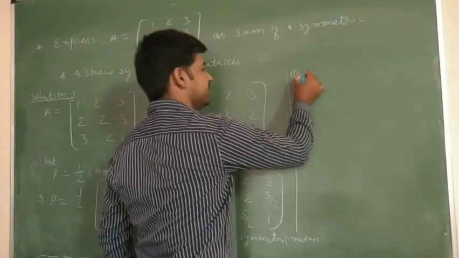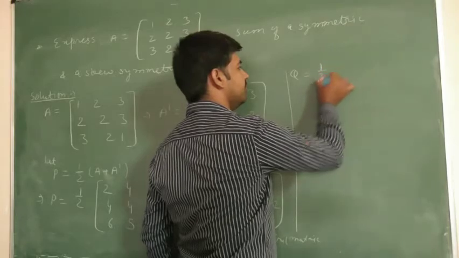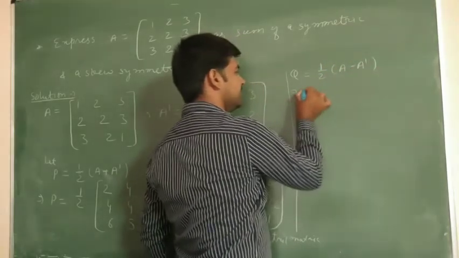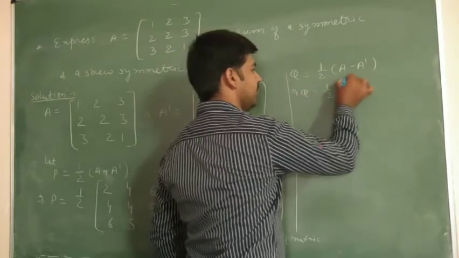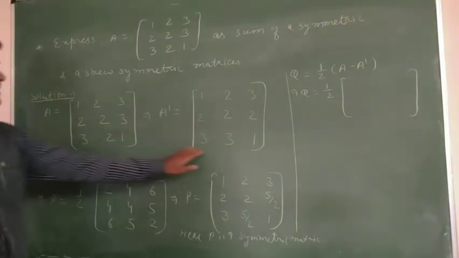The second matrix I can name as Q, and Q is equal to half of A minus A dash. So now that implies that Q is equal to half of A minus A dash, students. You have this as A and this as A dash.